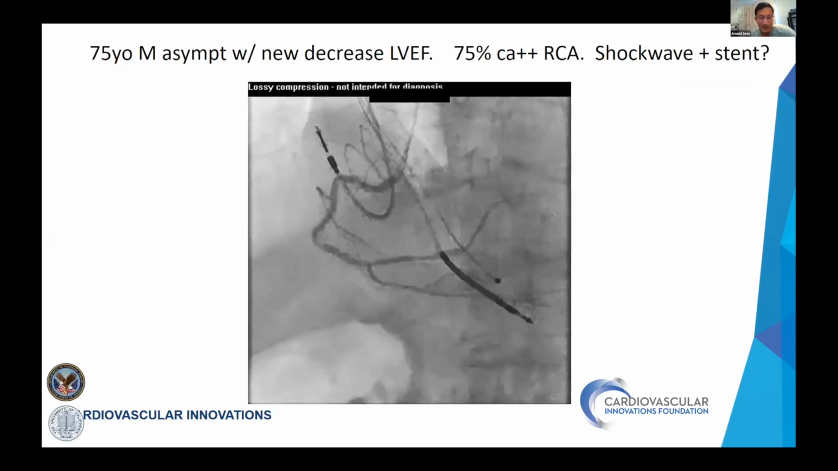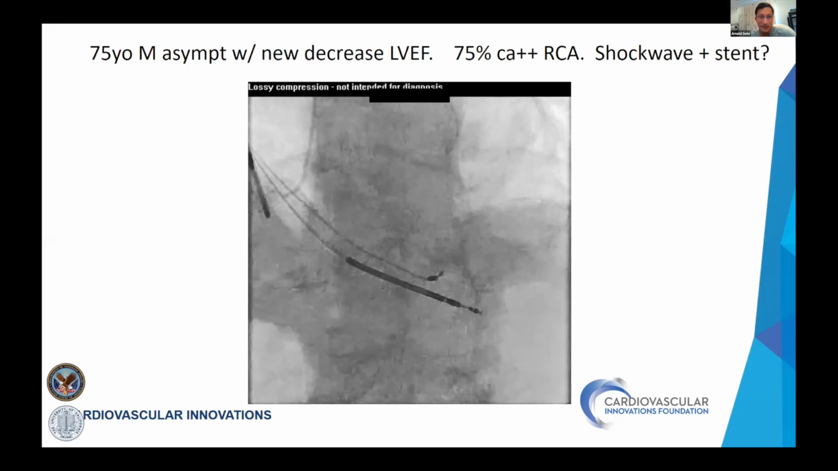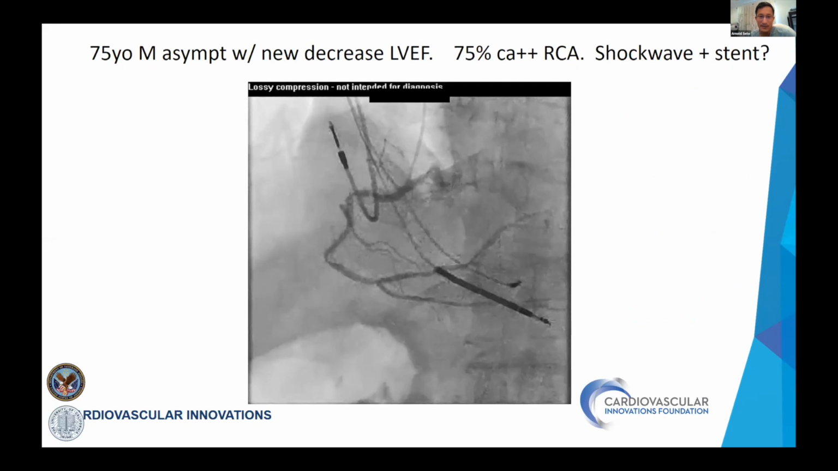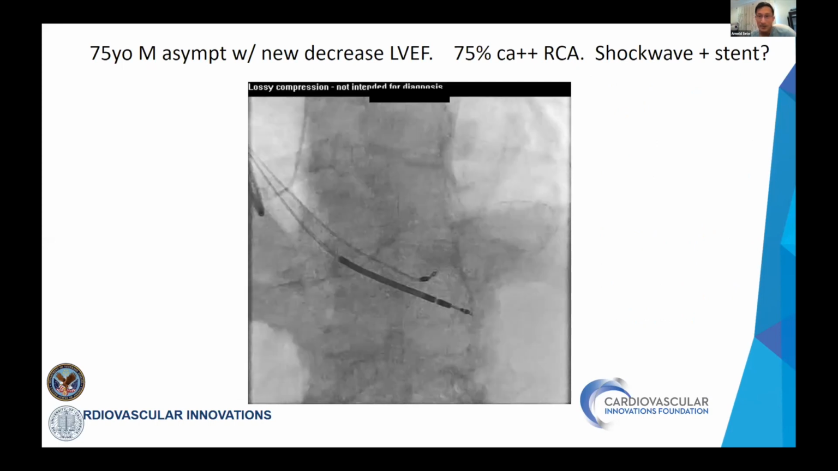Not to bias towards Philips, but here's our latest technology. We acquired the CoraFlow. We have a 75-year-old asymptomatic man with a decrease in his EF. He has a calcified, diffusely diseased right coronary artery. It looks pretty bad. Should we go ahead and do a shockwave and a stent?